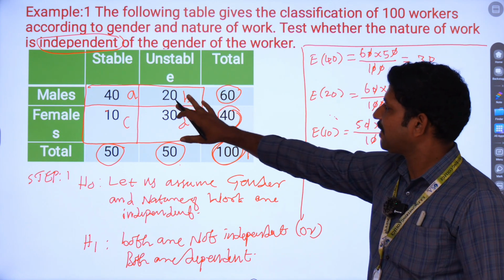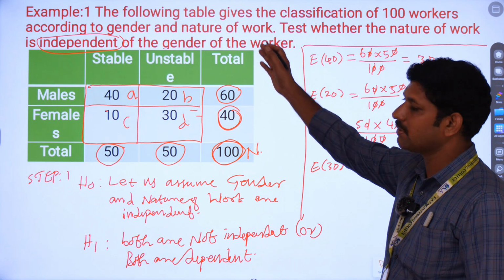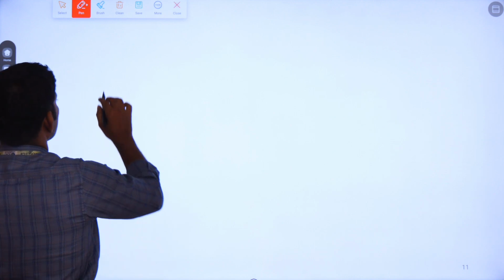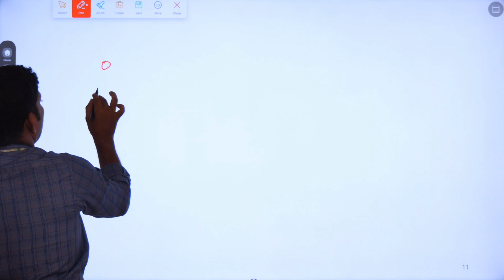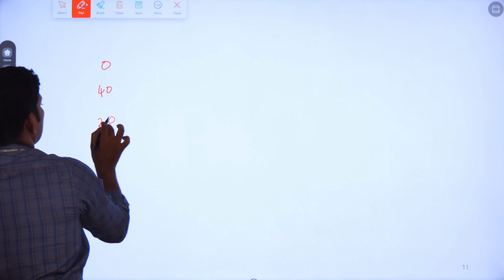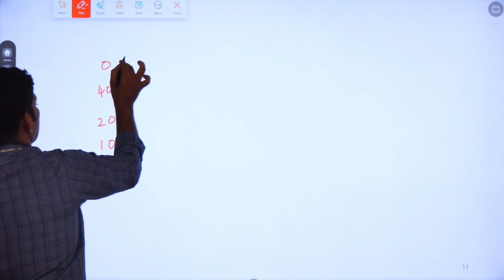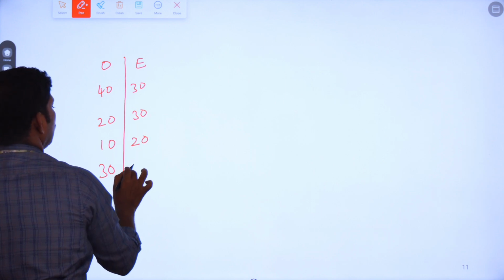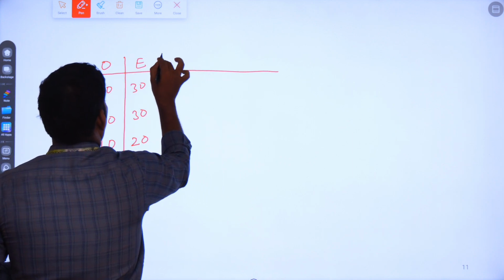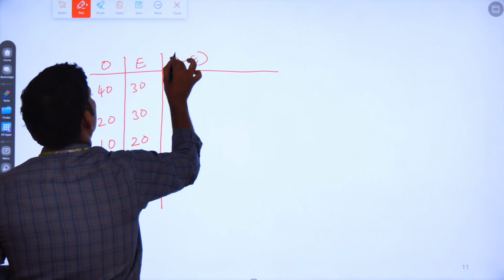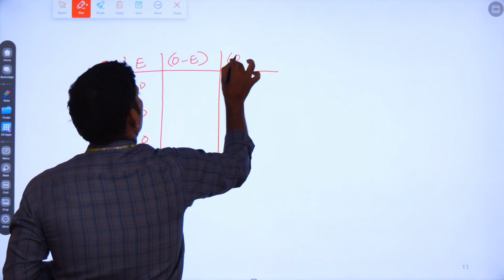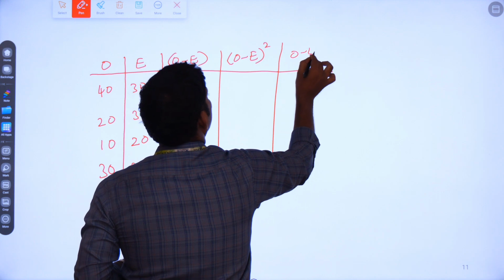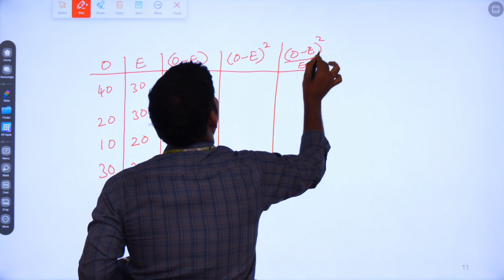Using the observed frequency and the expected value, we can find the chi-square table. Observed value: 40, 20, 10, 30. Expected value: 30, 30, 20 and 20. Now observed minus expected, observed minus expected squared, and last, observed minus expected squared divided by expected.